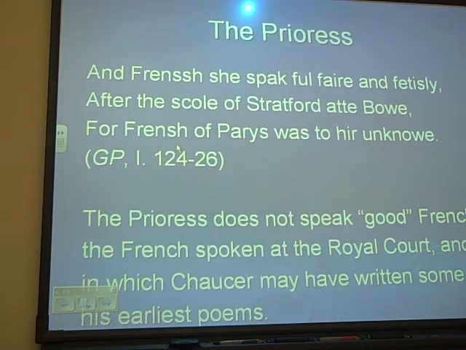The Prioress exemplifies this, in the description of the Prioress in the General Prologue. Now the Prioress would have to be someone who is given respect. She's fairly high up, but she doesn't speak proper French, so she's almost playing at it. "And French she spake full fayre and fetisly, after the scole of Stratford atte Bowe, for French of Paris was to her unknowe." So she's got a particular anglicised form of French, Anglo-Norman dialect. She doesn't know the French of Paris. So there's a distinction being made here. And Chaucer did know French, because he's the Grand Translateur.